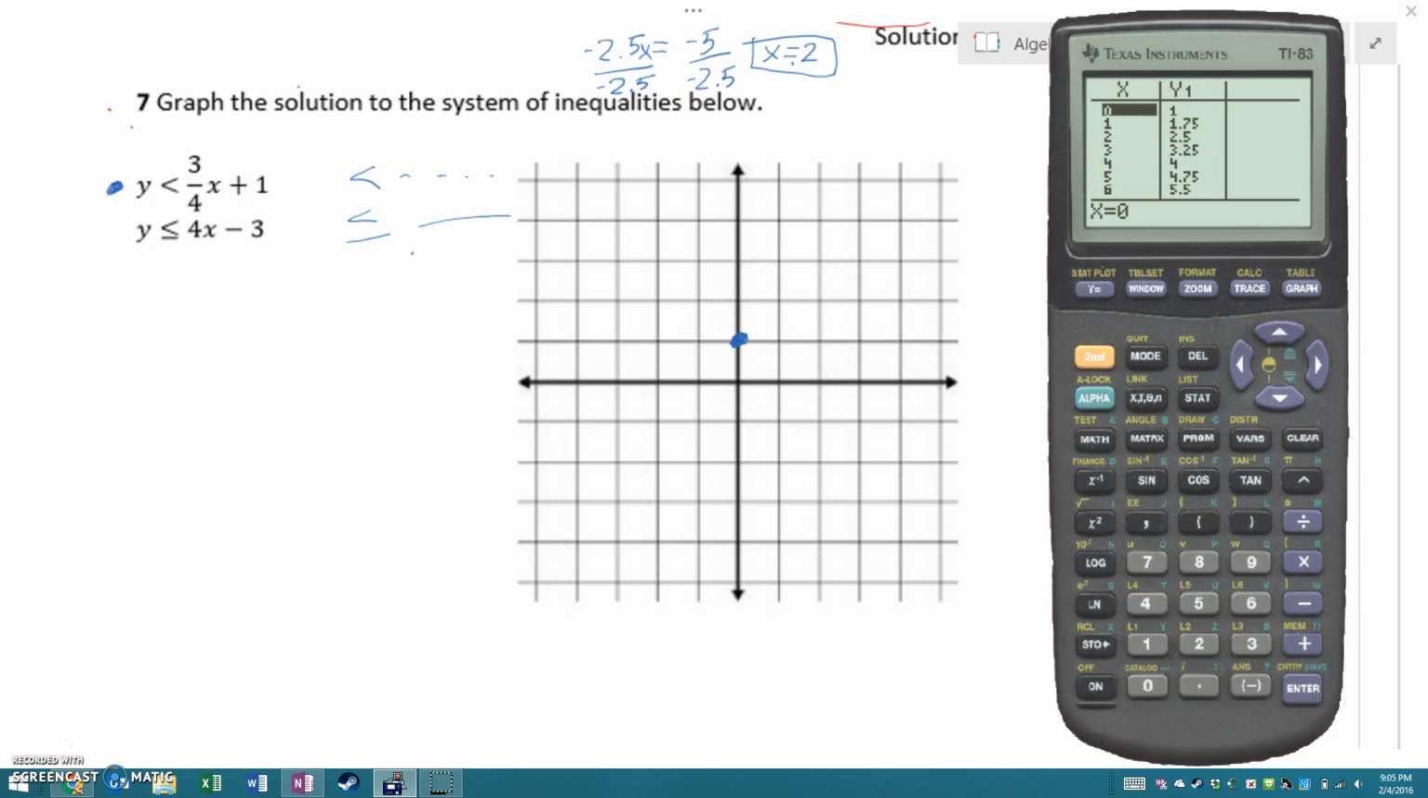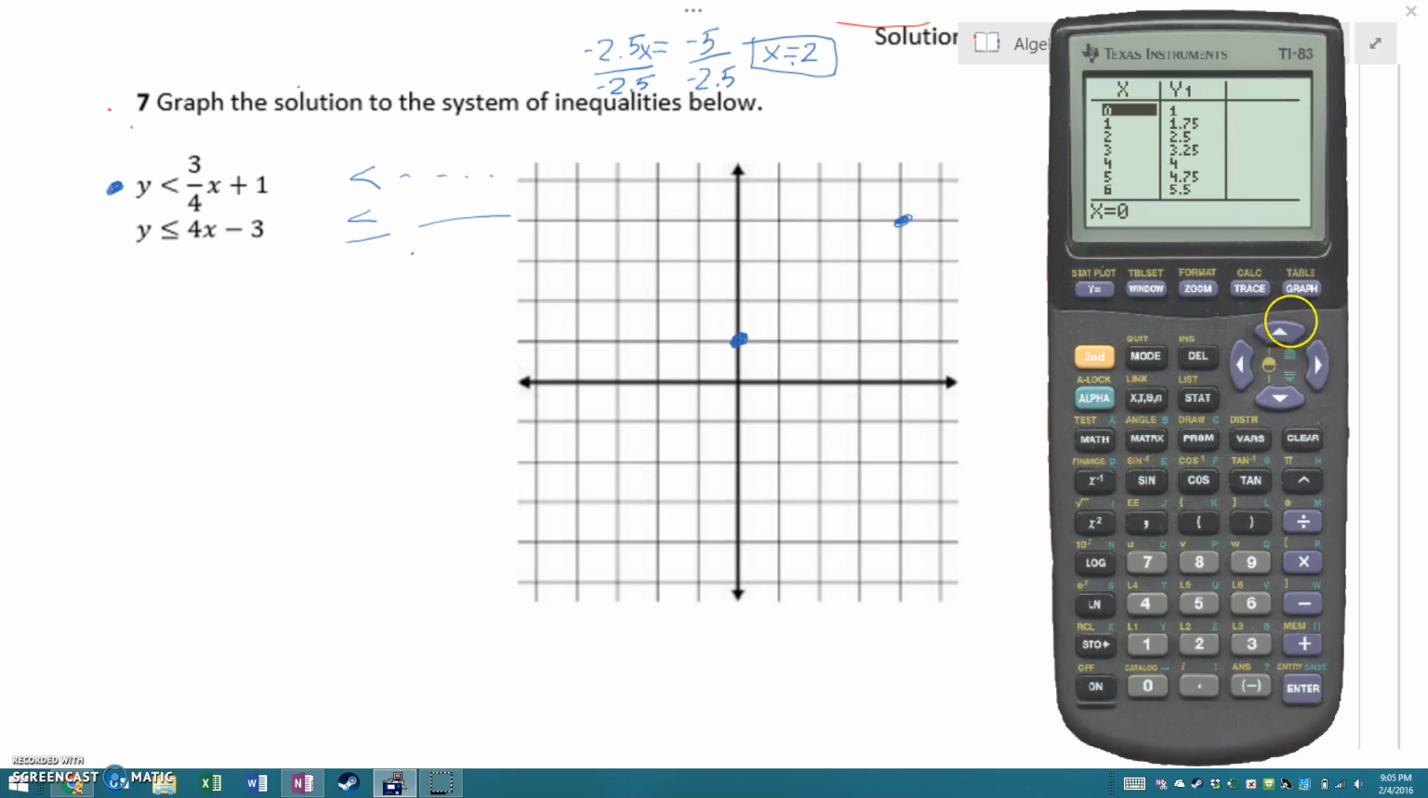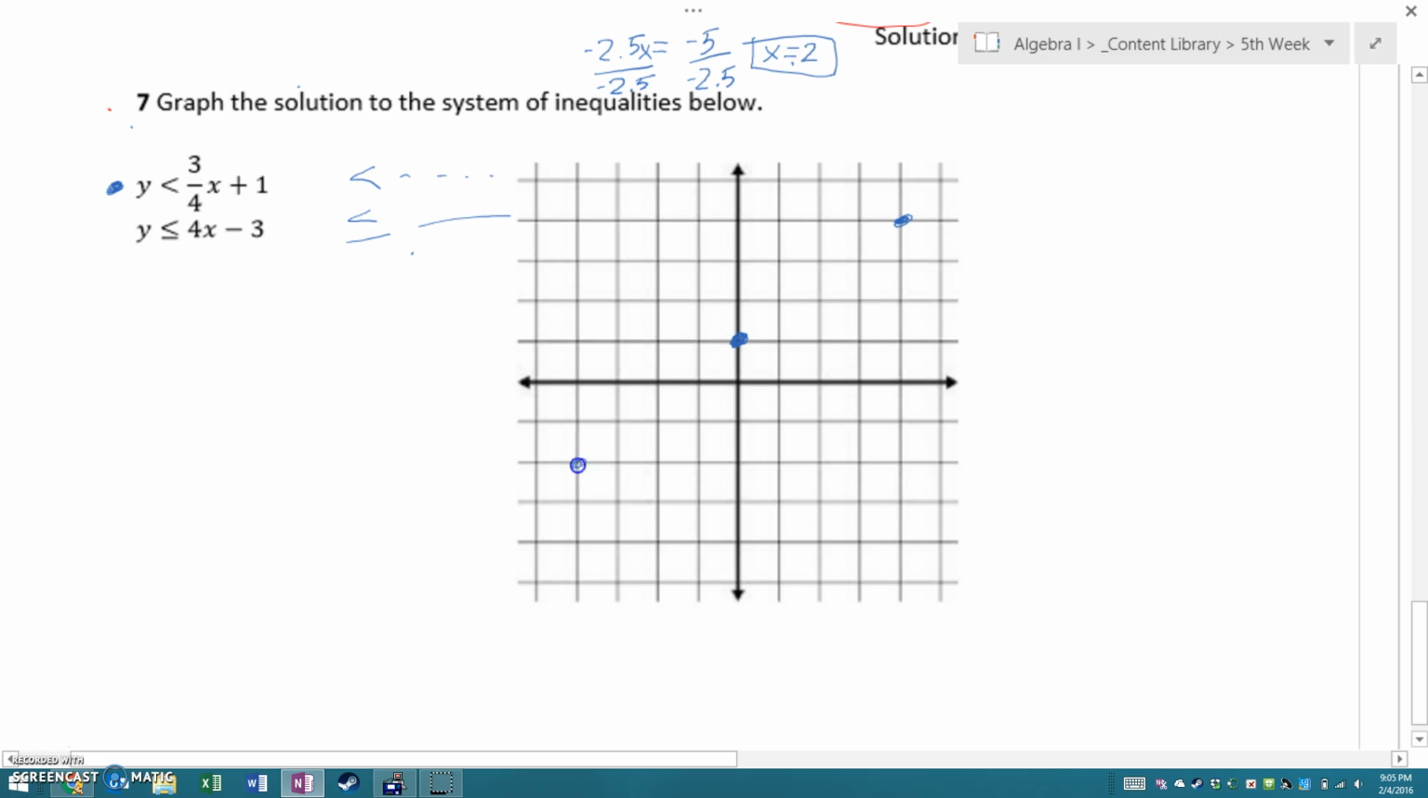4 and 4, and there aren't going to be any others over here that I can fit in, so let's do -4, -2. All right, there we go. I'm going to go ahead and draw the line. All right, so there's my line for that first one. It's a dotted line again.